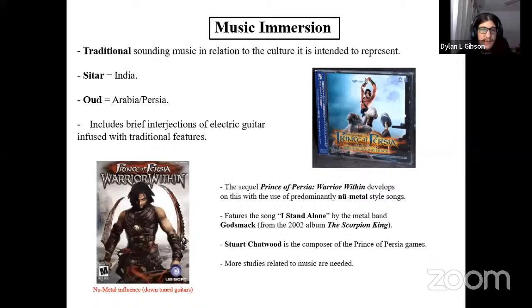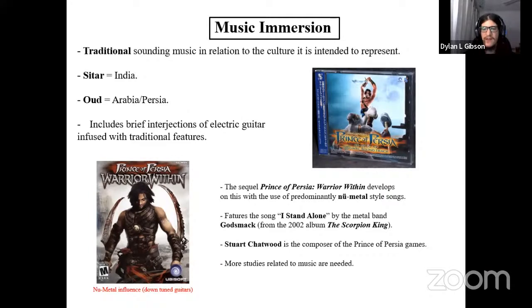So here's the sequel, Prince of Persia: Warrior Within. And this will definitely be one of my future talks and a future article as well, focusing a little bit more on the music, because the sequel extends a little bit more on this nu metal, this metal idea. So it uses the traditional ideas, but it's way more in a metal sense. It's more distorted guitars and you can barely hear the other instruments. And this is also the nu metal influence from the 2000s.